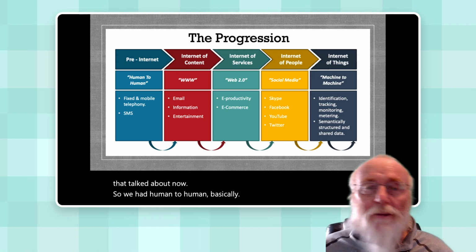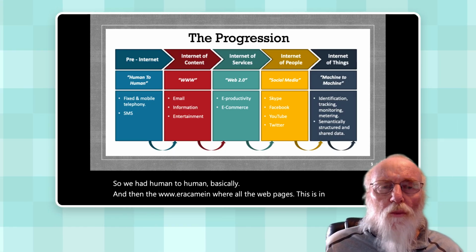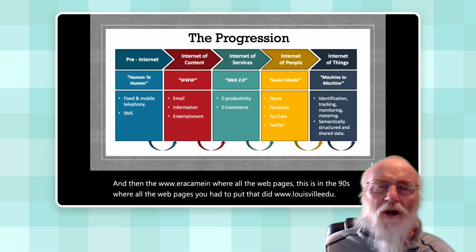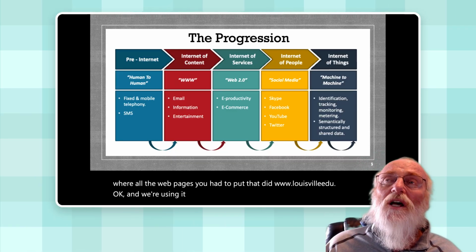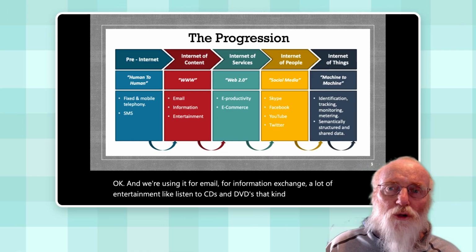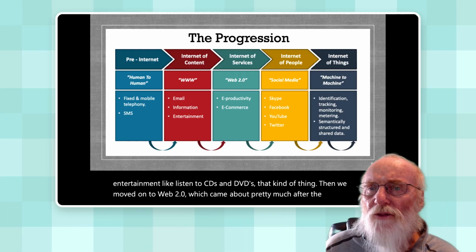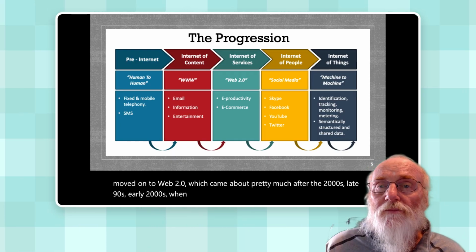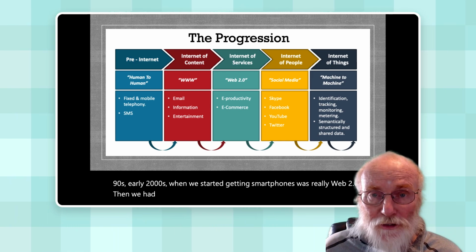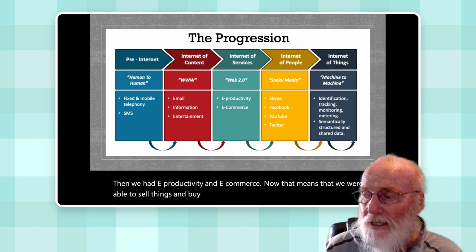And then the www era came in, where all the web pages, this is in the 90s, where all the web pages, you had to put that www.louisville.edu. Okay? And we're using it for email, for information exchange, a lot of entertainment, like listening to CDs and DVDs, that kind of thing. Then we moved on to Web 2.0, which came about pretty much after the 2000s, late 90s, early 2000s. When we started getting smartphones was really Web 2.0. Then we had e-productivity and e-commerce. Now, that means that we were able to sell things and buy things online. That's what e-commerce is all about.